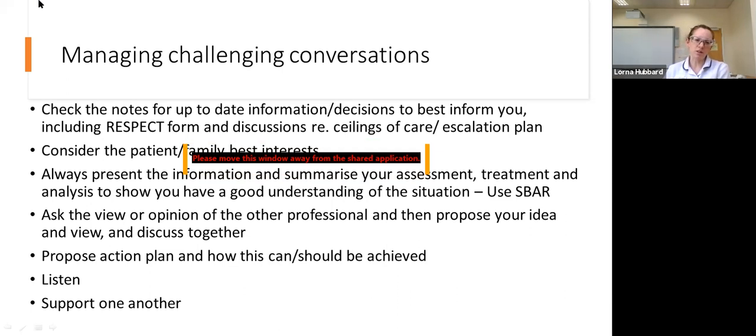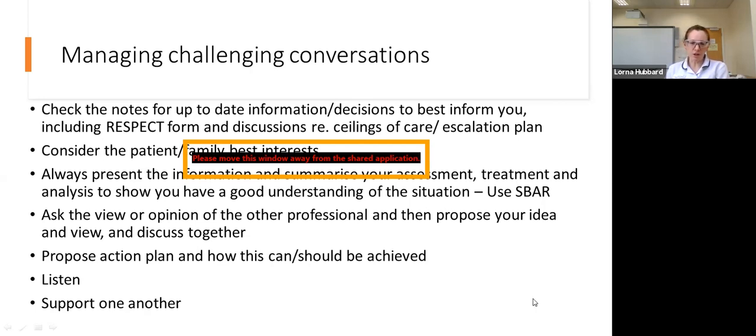It's always useful to check the notes. It sounds obvious, and I'm sure lots of people do this anyway, but make sure you know exactly about that patient, the decisions that have been made, including the respect form, what's going on with ceilings of care, so you've got that information to hand to present a clear assessment and knowledge of that patient. You might have got to know a bit more about the patient or the family's best interest or wishes through your intervention. They might have shared something with you that they've not shared with the medical team previously. And sometimes these discussions around ceilings of care and escalation plans haven't quite been finalised. Somebody's come in and is deteriorating, and there's further discussions to have. They might have partly introduced these topics but not fully explored them, and it might be that you're getting extra pieces of information.